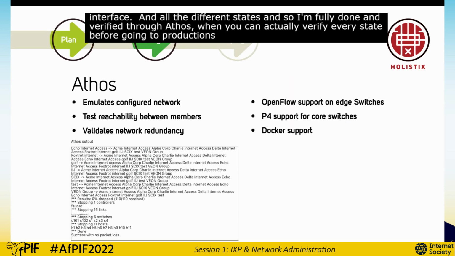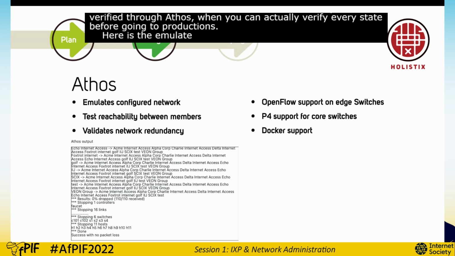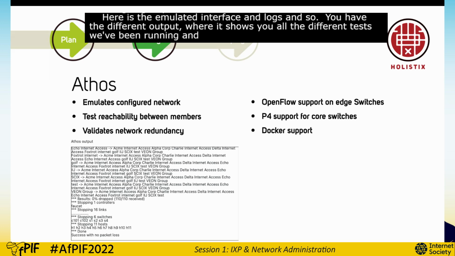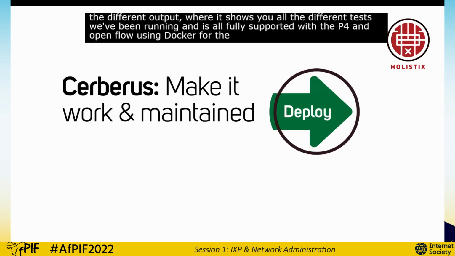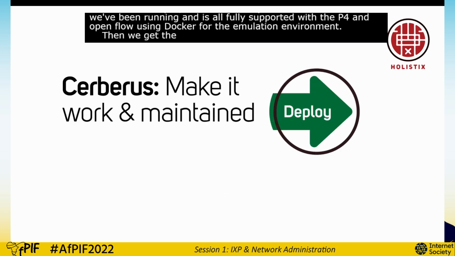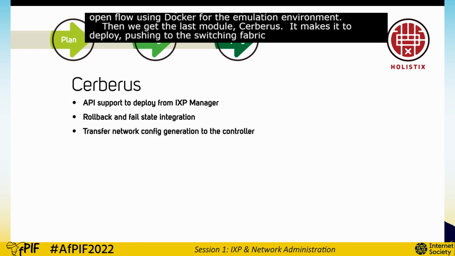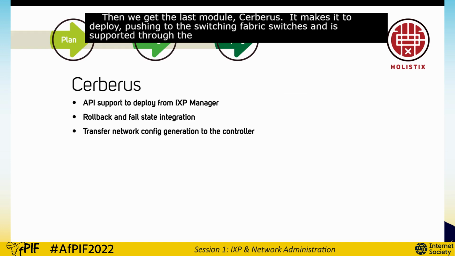Here is the emulated interface and logs, so you have the different output. It will show you all the different tests that have been running, and it is all fully supported with P4 and OpenFlow, using Docker for the emulation environment. Then we get to the last module, Cerberus. It makes it possible to deploy by pushing to the switching fabric switches, and is supported through the API support of IXP Manager. And you have rollback and failed state integrations.